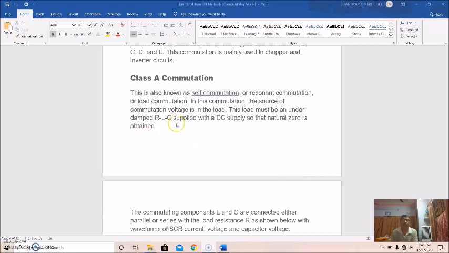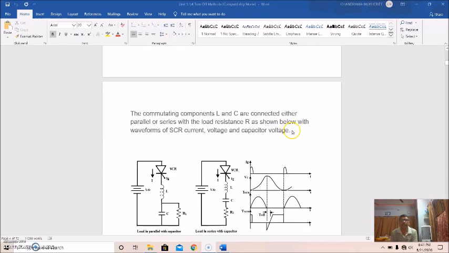In this commutation, the source of commutation voltage is in the load. The load must be an underdamped RLC load supplied with a DC supply so that a natural zero is obtained. The commutating components L and C are connected either in parallel or in series with the load R, as shown below.